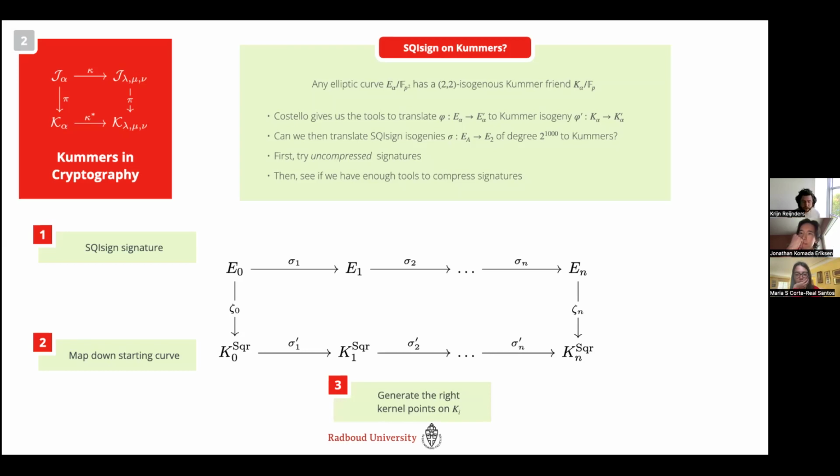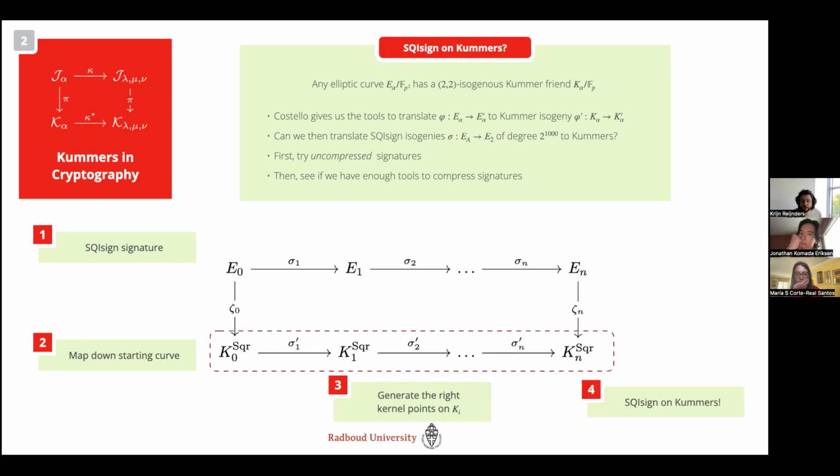And all of this on the bottom, this we can do on Kummer surfaces given the tools that we already had, right? So we have the mapping from the curve to the Kummer by Scholten's construction, and then the mapping of the isogeny between these curves to the isogeny between these Kummers by Costello's work. Okay, so uncompressed signatures are fairly doable. And then we were naive enough to think that maybe we could also do compressed signatures.